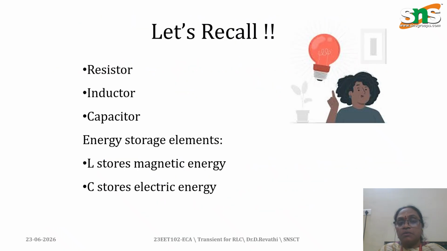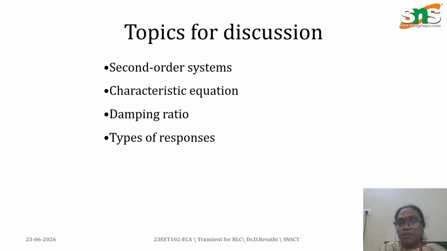So before entering into the session, we have to recall resistor, inductor, capacitor, and these are the storage elements, we know that. L stores energy in the form of magnetic energy, and C stores energy in the form of electric energy. And obviously we know that the resistor dissipates power, and these two store the energy. This is the topic we are going to discuss: second order system, characteristic equation, damping ratio, and the types of responses.